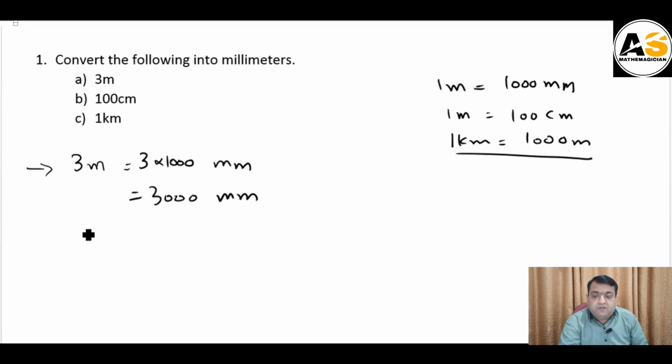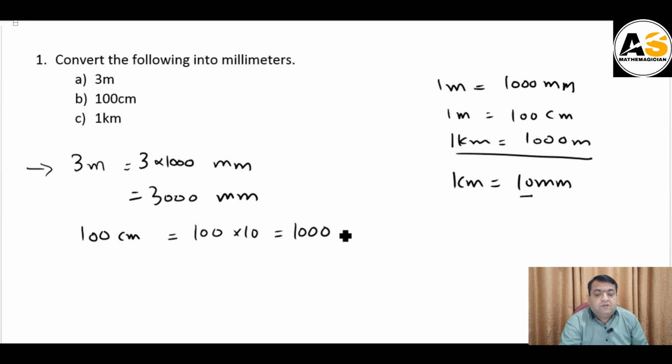In the second question, we are required to convert 100 centimeters into millimeters. 1 centimeter is equal to 10 millimeters. We want to go into a smaller unit, millimeter, so we will multiply by 10. This is equal to 100 multiplied by 10, which is equal to 1000 millimeters. One way of doing this.